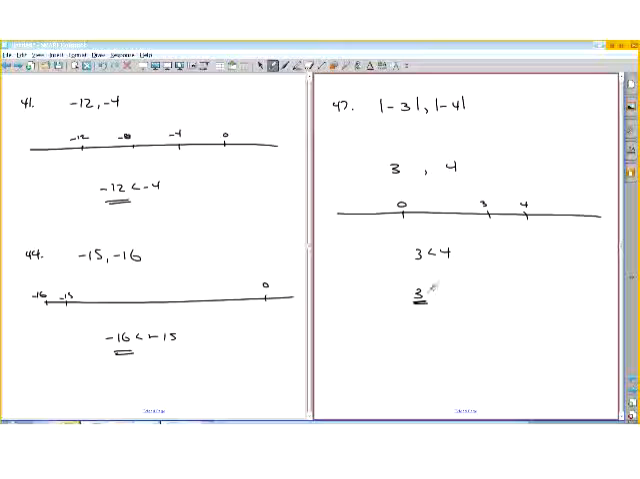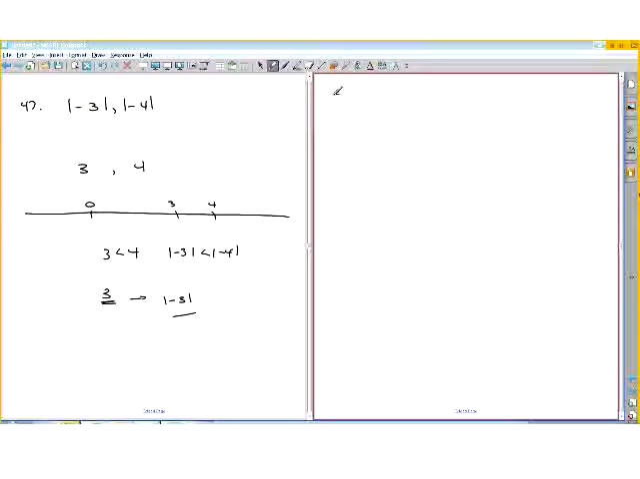Actually, what that implies is that the absolute value of -3 is less than the absolute value of -4. So the lesser of the two is going to be equal to the absolute value of -3. So that's the lesser of the two. You could say it either way, really.